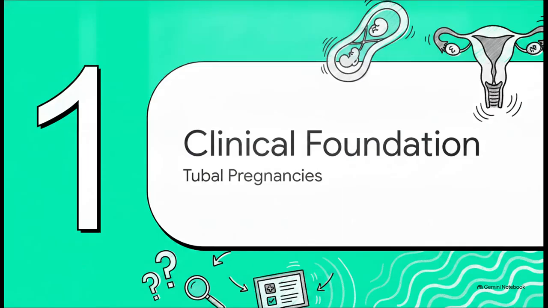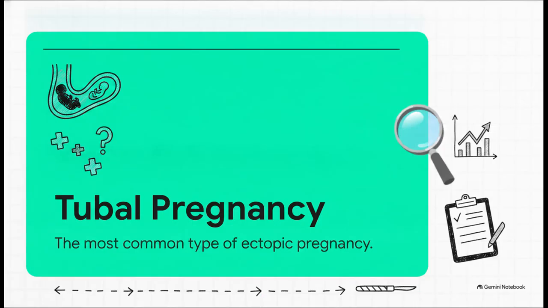Kicking things off with Section 1, Understanding Tubal Pregnancies, the clinical foundation. Just to ground ourselves quickly, a tubal pregnancy is simply the most common presentation of an ectopic pregnancy. This is our clinical starting line. When a patient presents with an ectopic pregnancy, statistically speaking, this is the exact scenario you're going to see documented in the medical record. Having this baseline firmly in mind is what sets us up to accurately interpret those complex surgical procedures that inevitably follow.